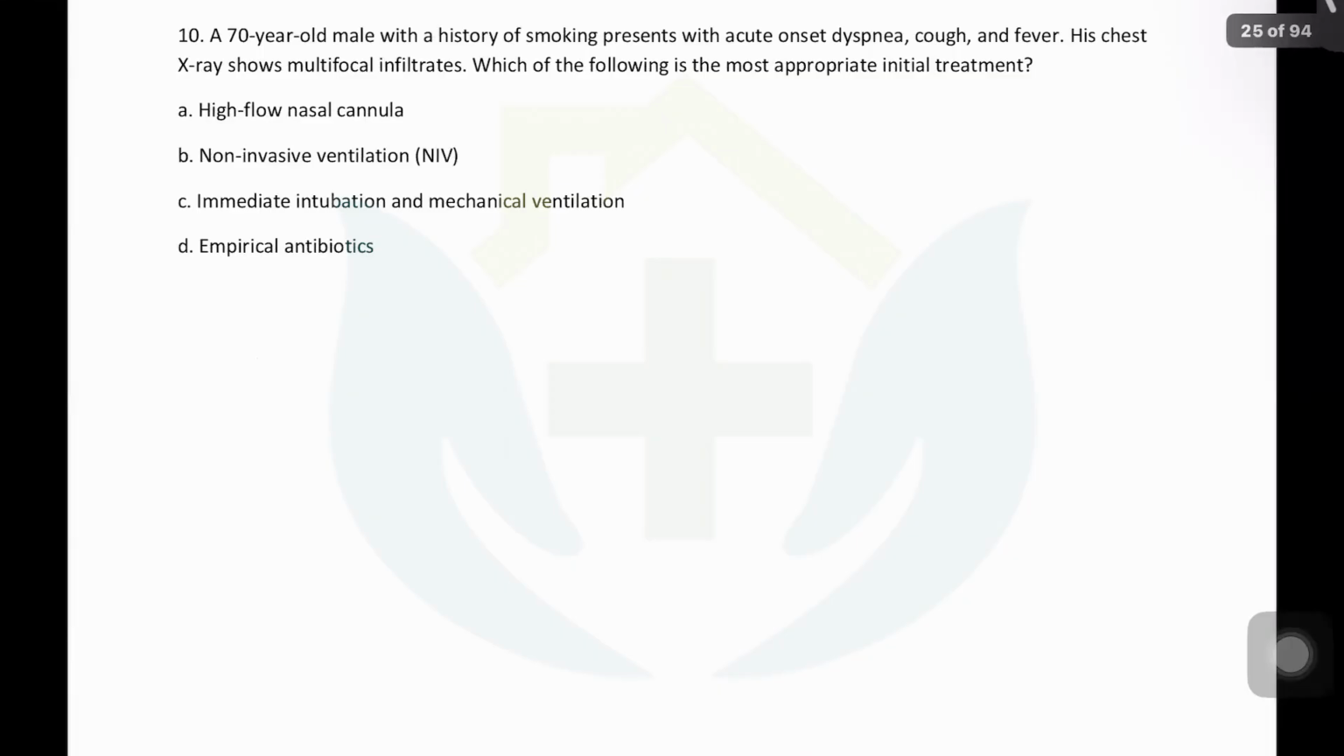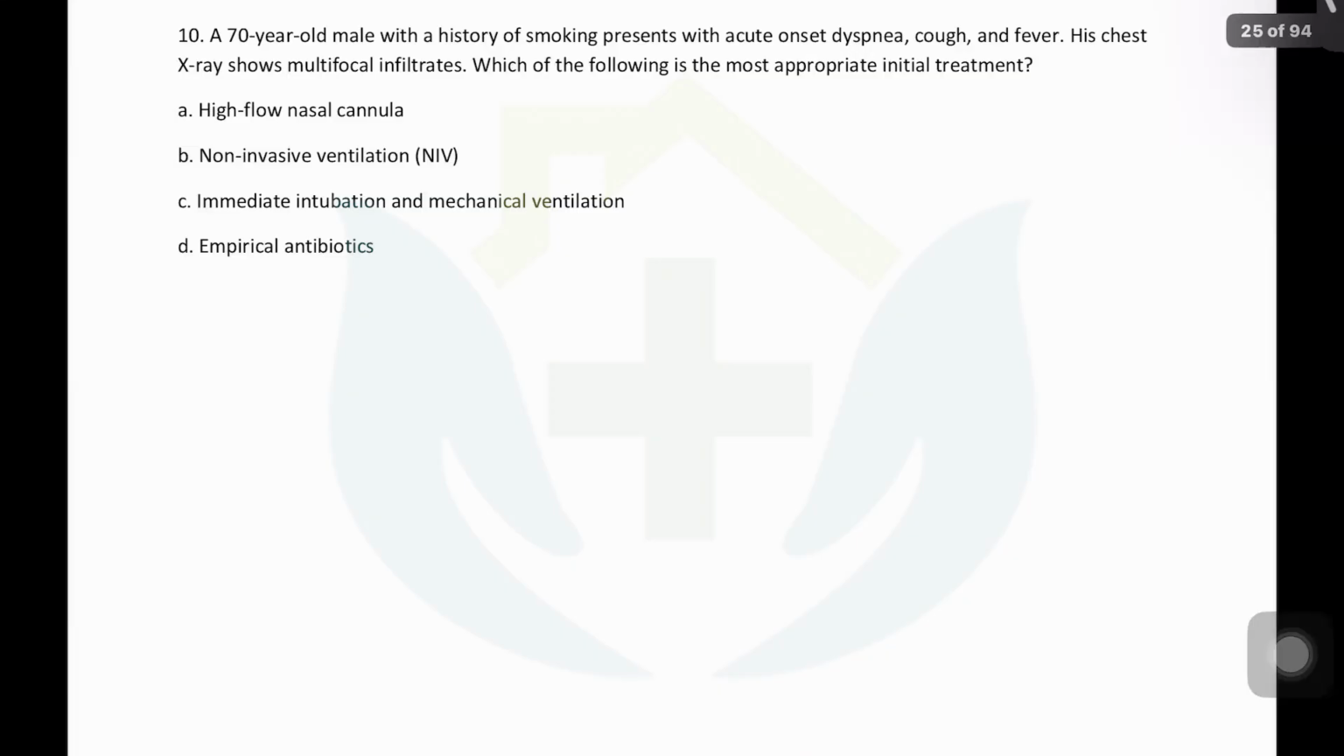A 70-year-old male with history of smoking presents with acute onset dyspnea, cough, fever. Chest X-ray shows multifocal infiltrates. Which of the following is the most appropriate initial treatment? Very easy question. You've been saying it. Now it is in front of you. D. So we would like to give this patient empirical antibiotics.